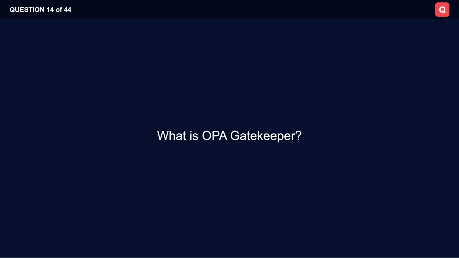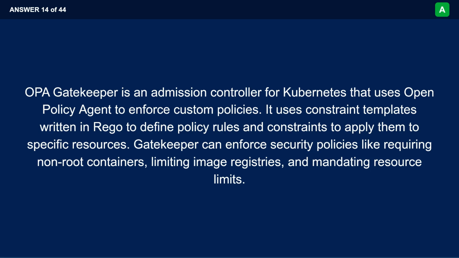What is OPA Gatekeeper? OPA Gatekeeper is an admission controller for Kubernetes that uses Open Policy Agent to enforce custom policies. It uses constraint templates written in Rego to define policy rules and constraints to apply them to specific resources. Gatekeeper can enforce security policies like requiring non-root containers, limiting image registries, and mandating resource limits.